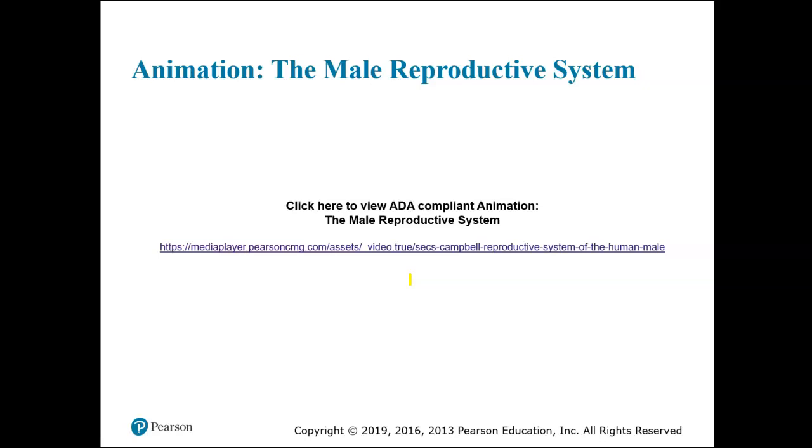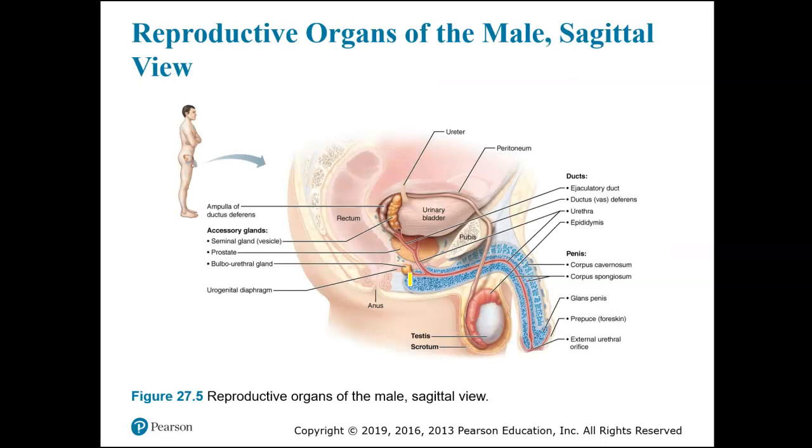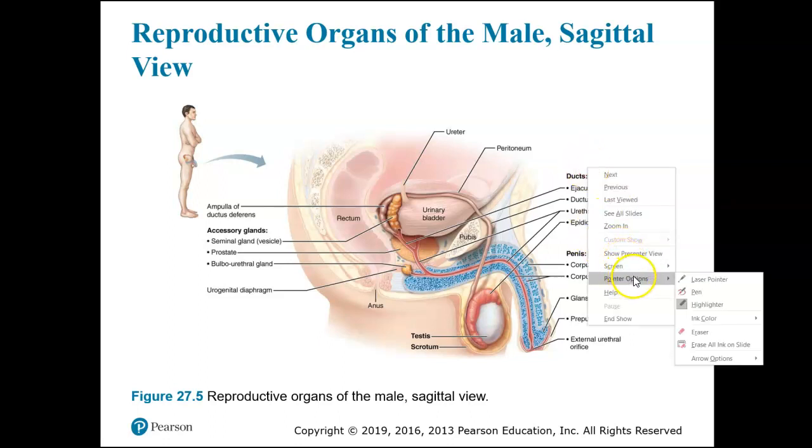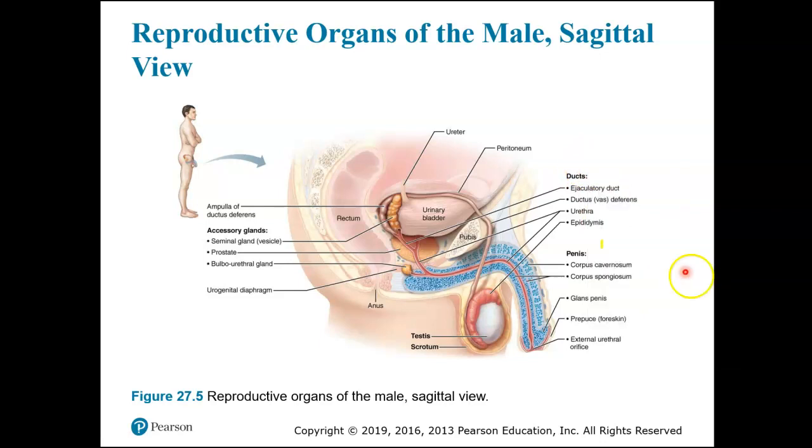There's a good animation on the male reproductive system that you can watch. And then this is a diagram. So let's go over the important structures. First we have, and I'll go back to the laser pointer instead of the highlighter. Okay. So first, let's look at the testicle that's being shown. So this is the testis, which is inside a sac called the scrotum.